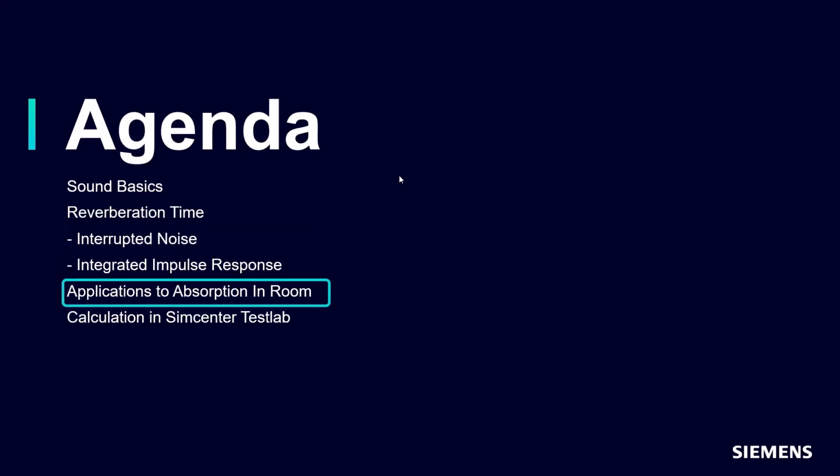We'll talk about applications to calculating the sound absorption of materials, because that's one of the bigger applications of reverberation time, is in use for calculating sound absorption. And then we'll jump into how reverb time is calculated using Simcenter Testlab.